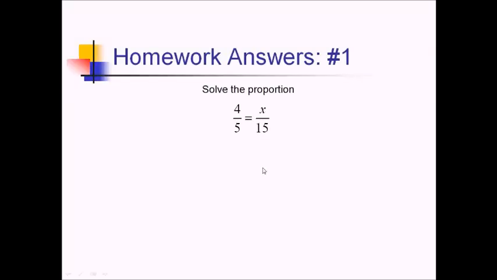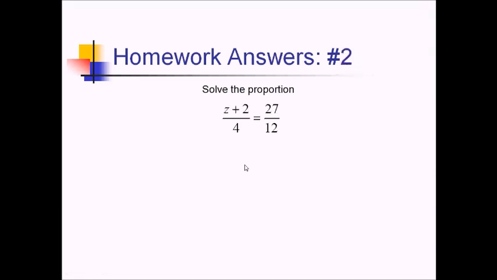For number 1, we just need to solve this proportion. We can do that by cross-multiplying. So we'll have 5 times x, 5x, equals 4 times 15, which is 60. Dividing by 5, we've got x equals 12.